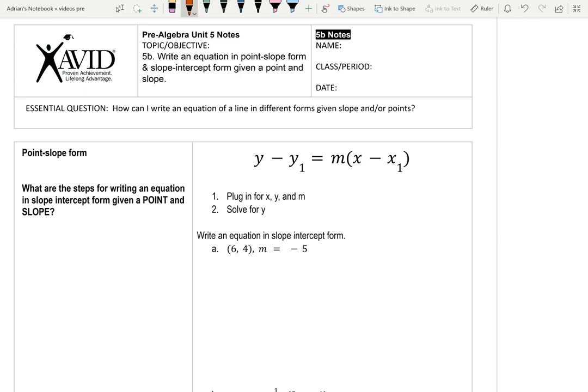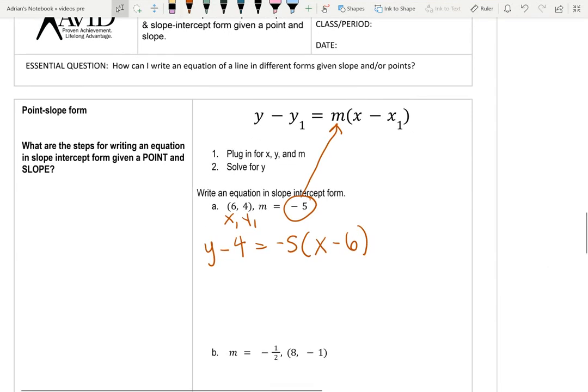As a reminder, we're just plugging in. So I'm going to plug in this for M, and then this is my x1 and this is my y1. Remember, the points go in and they should be opposite. So that's why we have this minus sign here. So this would be y minus 4 equals, and then negative 5, and then in parentheses, x minus 6. So if I had a negative number, like down here, this negative 1, when I plug that in, it'll be like y plus 1.